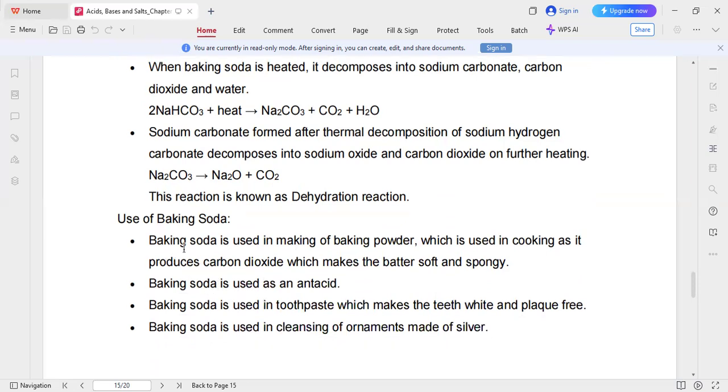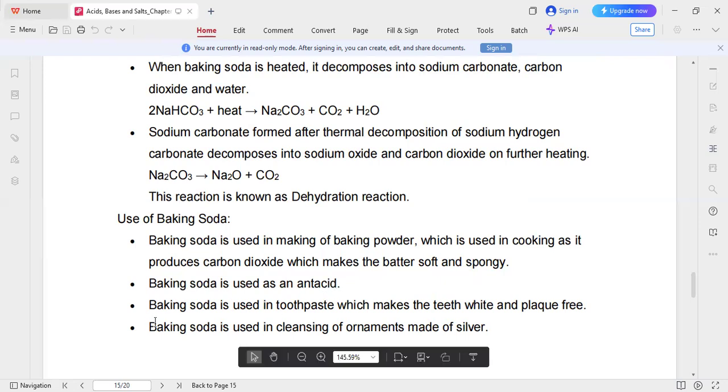Next, let's talk about the uses of baking soda, children. There are four uses you can see. First one, baking soda is used in making of baking powder, which is used in cooking as it produces carbon dioxide, which makes the batter soft and spongy. So generally it is used in bakeries to make fluffy cakes. Next, baking soda is used as an antacid. Antacids are the medicines which are used to remove the acidity. Next, baking soda is used in toothpaste, which makes the teeth white and plaque free.